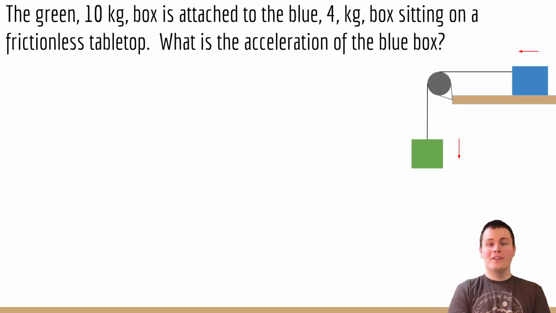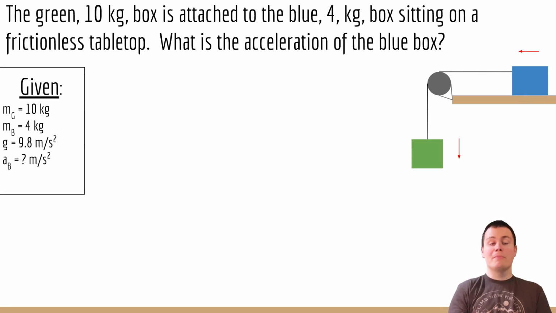Welcome back. Hopefully that wasn't too bad. The first thing I did when I went to solve this was write out all of the given variables. In this case we know the masses of each of the two blocks, and we're going to assume that we are on Earth, so we have the acceleration due to gravity. However, what we don't know is the acceleration.